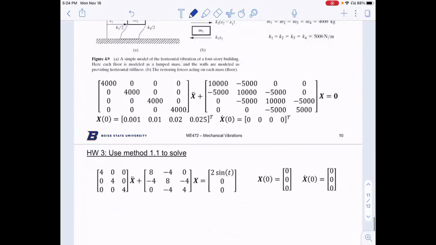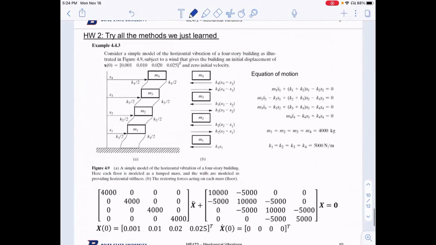I highly suggest you apply all the methods you learned to homework number 2. It should be relatively easy.